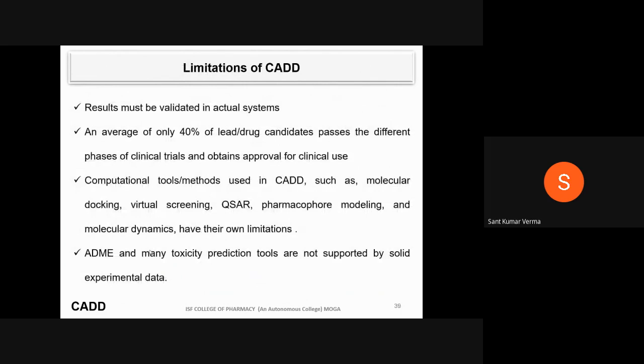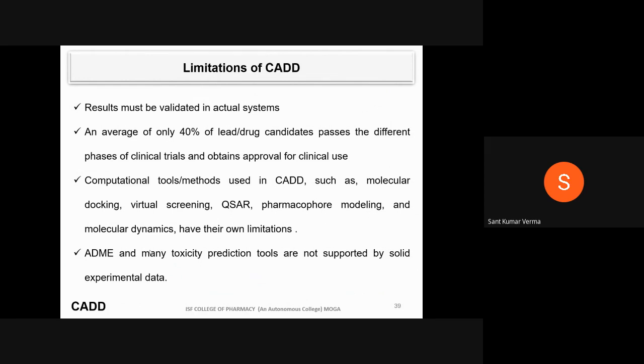However, although there are a number of advantages of CADD, this technique also has some limitations, like the results of CADD you can finally validate only in an actual system. You have to validate the results of computer-aided drug design in the biological systems. An average of only 40% of lead drug candidates pass the different phases of clinical trial and obtain approval for clinical use.